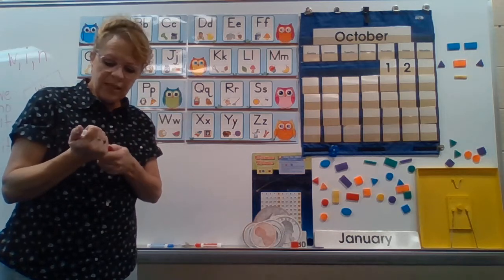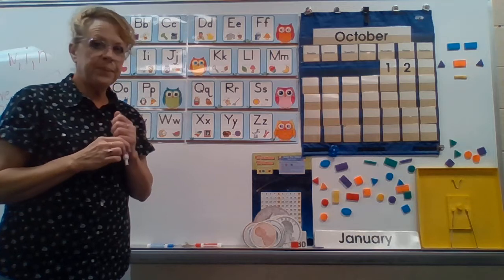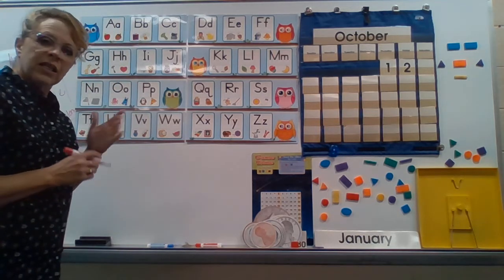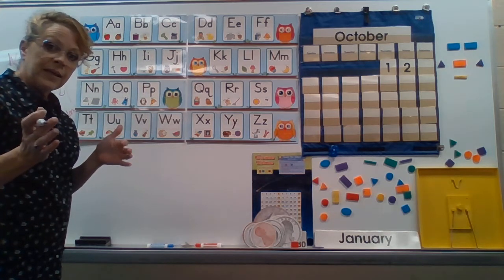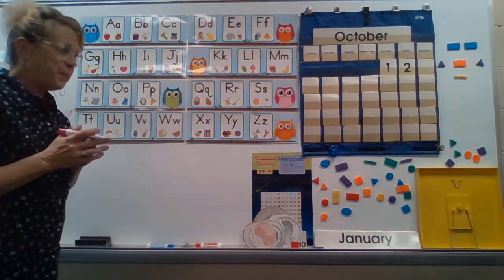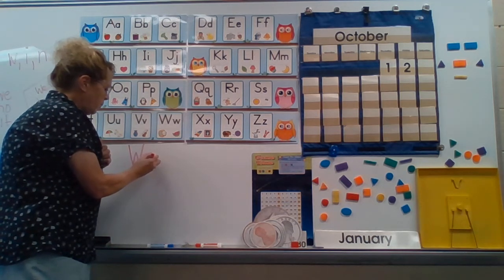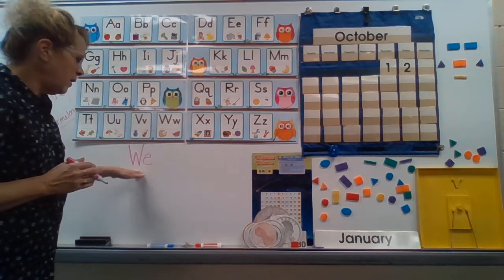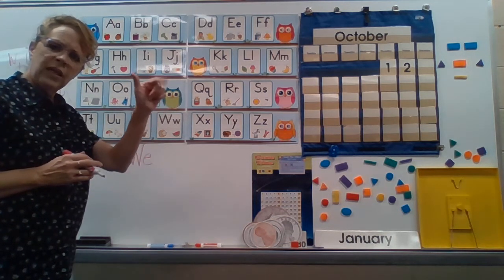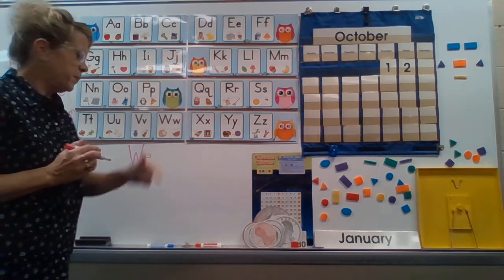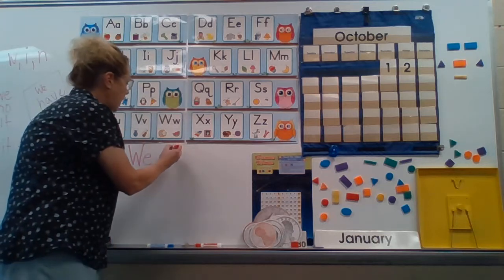And what does we start with? Did you hear that at the beginning? Starts with a W. It's the first letter in my sentence, so it needs to be capital. Yes. Capital W-E. We. What was the second word I said? Do you remember? We have. I hear at the beginning of have. That's an H.